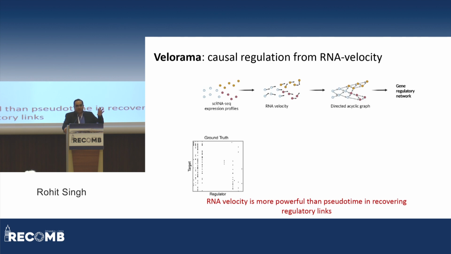You start with some single-cell observations. You do either pseudotime or RNA velocity. You get a DAG, and then we set up a neural network to do inference on that.